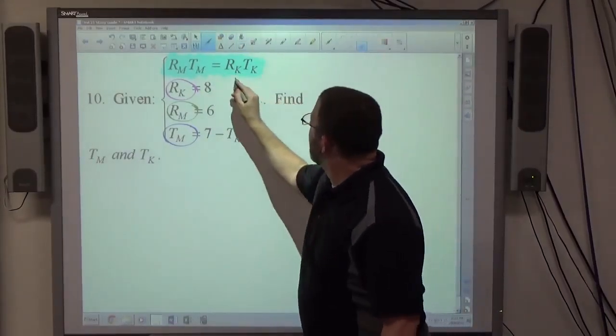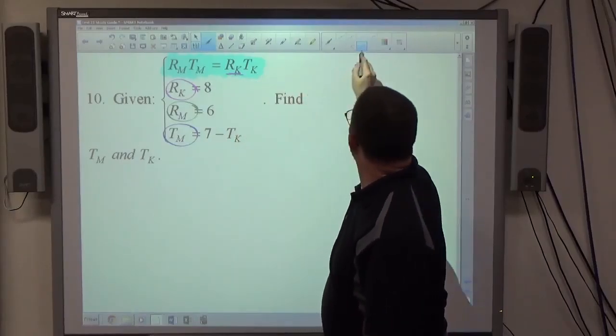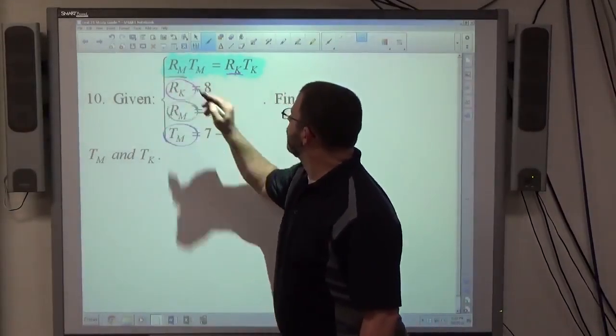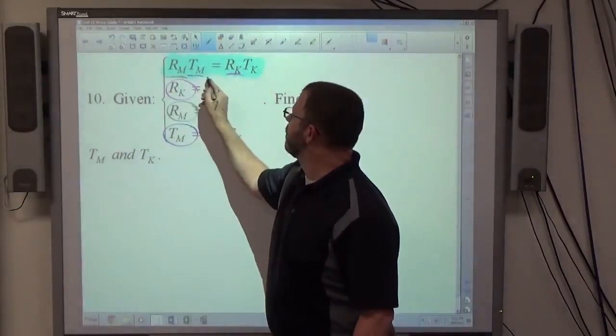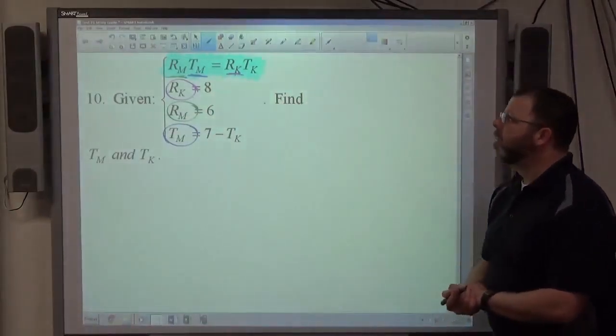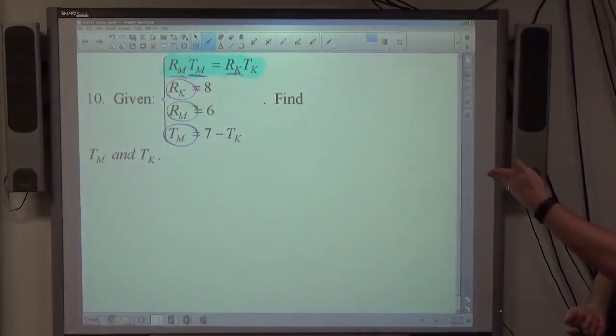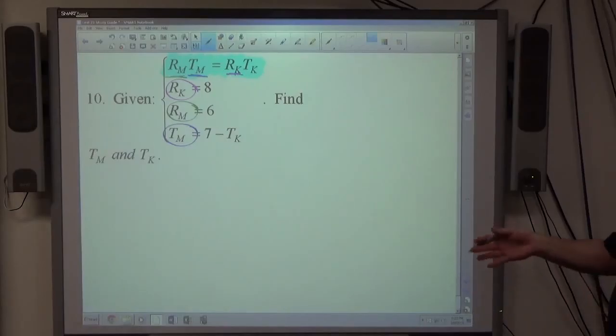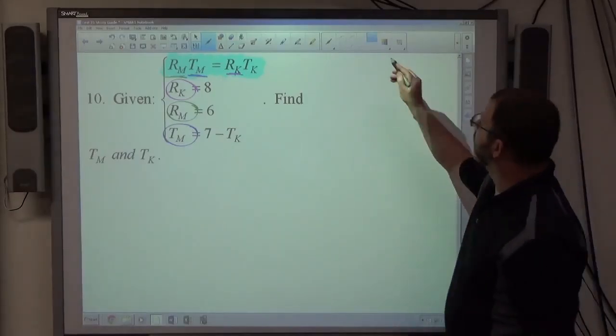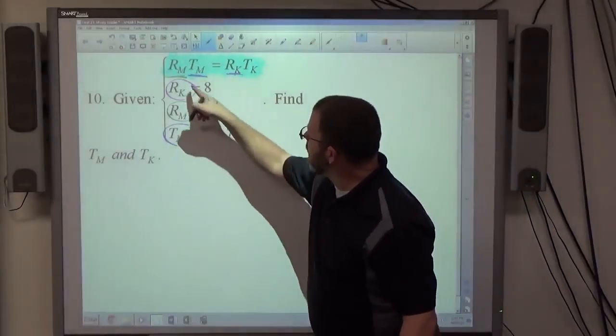There we go. R sub k has a different version of itself, r sub m has a different version of itself, and t sub m has a different version of itself. So those three things that are underlined are going to be replaced with 8, 6, and 7 minus t sub k, and t sub k is just going to stick around in the expression. So r sub m equals 6.